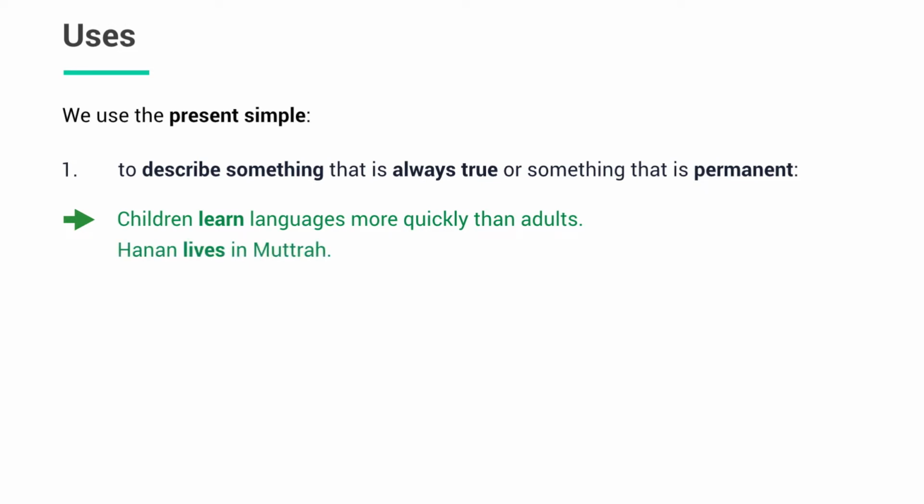Hanan lives in Muttra. If you have been following this course from the beginning, I'm sure you know who Hanan is. She lives in Muttra and that is the reality. So we need to use the present simple in this case as well.